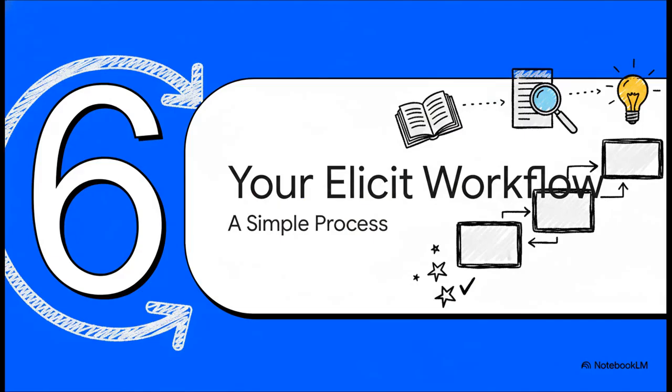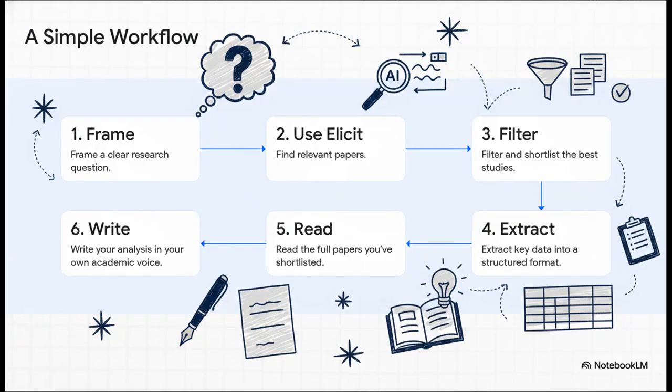Okay, let's wrap this all up. Let's put everything we've talked about into a simple, step-by-step workflow you can start using, like, today. Here it is. Step 1. Frame that super clear, focused question. Step 2. Use Elicit to find the papers. 3. Filter and shortlist the best ones. 4. Extract that key data. 5, and this is the crucial one, read the full papers you selected. And finally, step 6, write your analysis in your own academic voice. Following this process will save you a ridiculous amount of time.